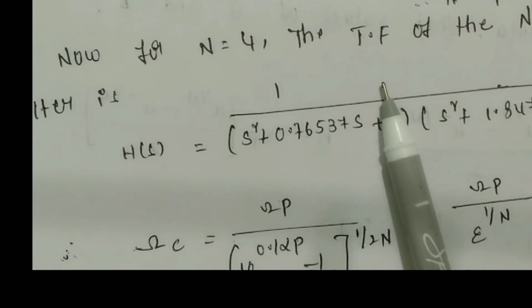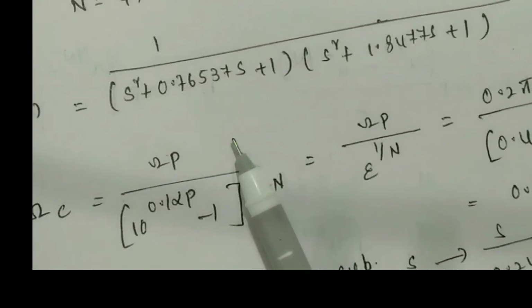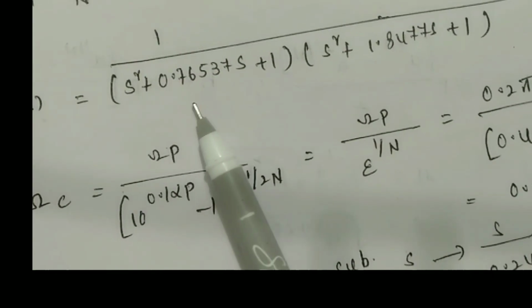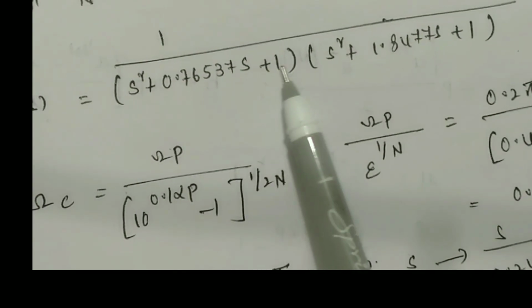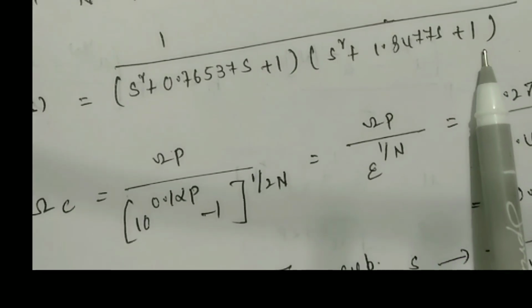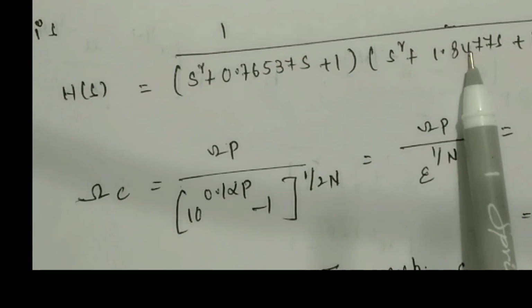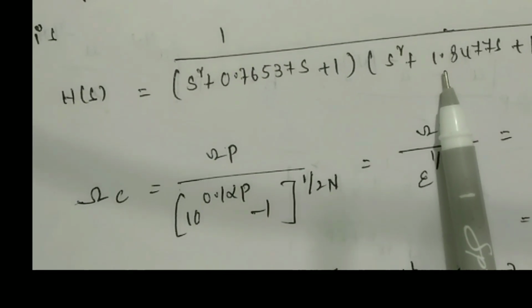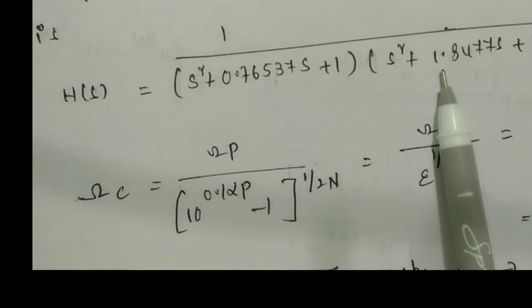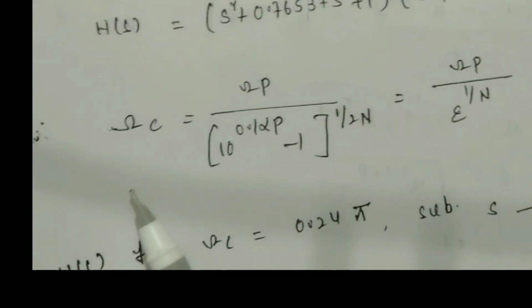For n is equal to 4, the transfer function of the Butterworth polynomial, we have the Butterworth polynomial: s square plus 0.7653s plus 1 into s square plus 1.8477s plus 1. Directly we have the formula, but this is the equation for the normalized filter. But you have to scale this transfer function to the required omega c.